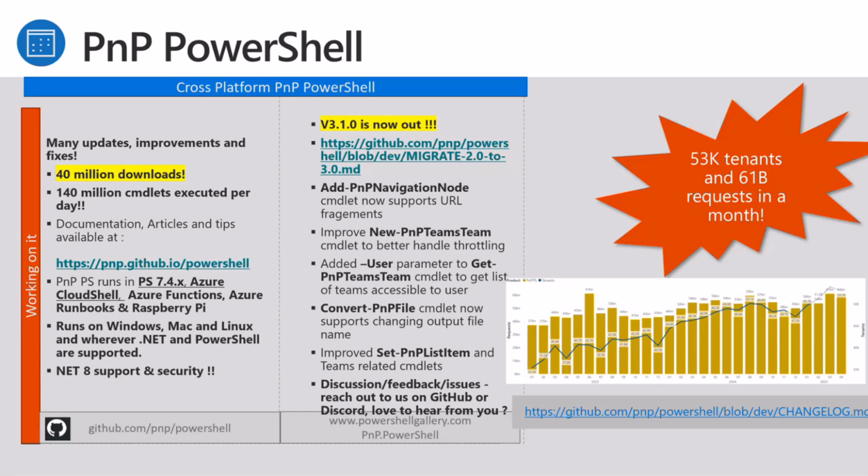We also improved the new PnP team command to better handle throttling. And we added a user parameter to the get PnP team command, so that you can get a list of teams that the user has access to. Besides that, we improved convert PnP file and set PnP list item and certain teams related commandlets as well. So quite a lot of updates. Do check out the nightly builds as well, and let us know if you run into any issues. Yeah, over to you, David.